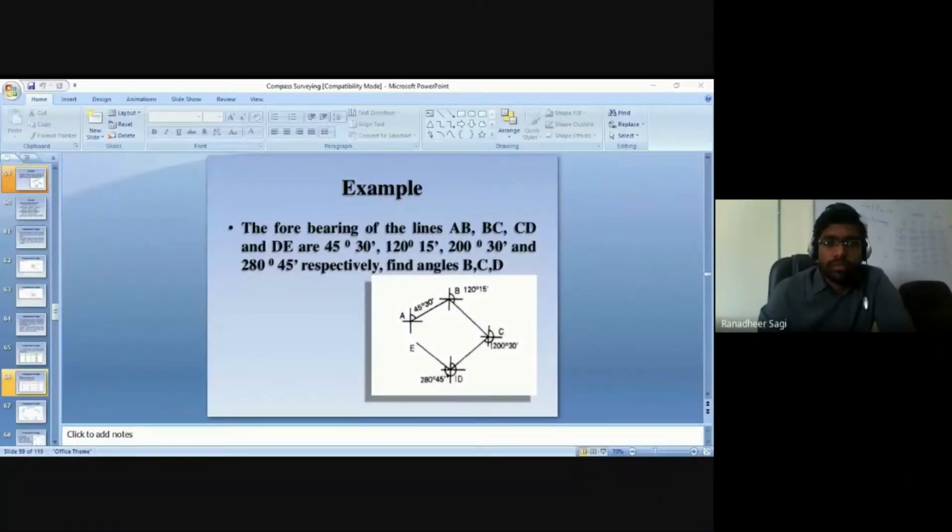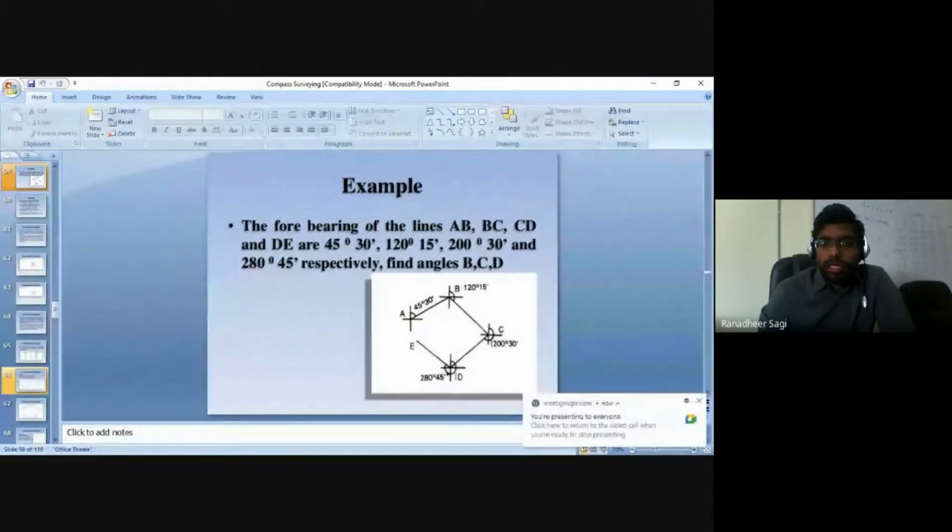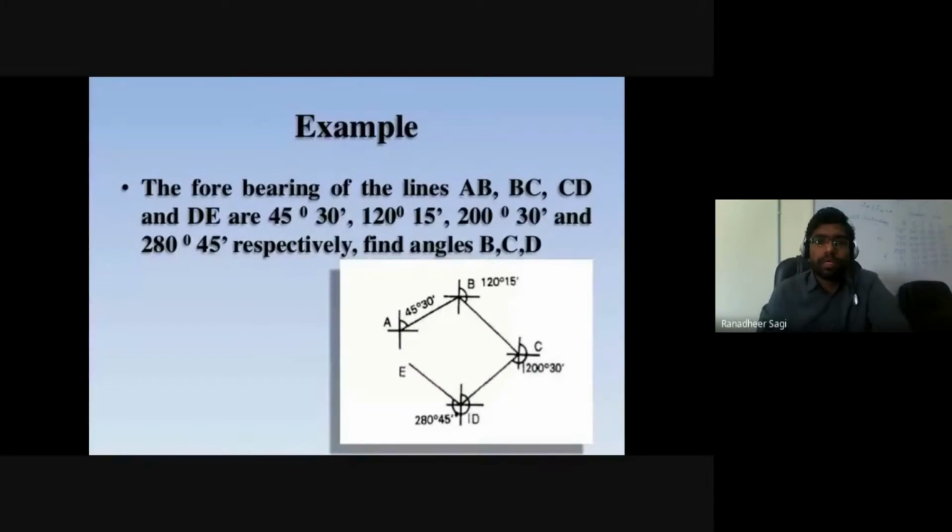Hope you have solved. Okay, let's go ahead and continue our class from where we stopped our discussion. This is where we stopped, where the four bearings of lines AB, BC, CD, and DE were given, and you were asked to calculate the angles at point B, point C, point D, when nothing specifically was mentioned, like whether it is an interior angle or exterior angle.